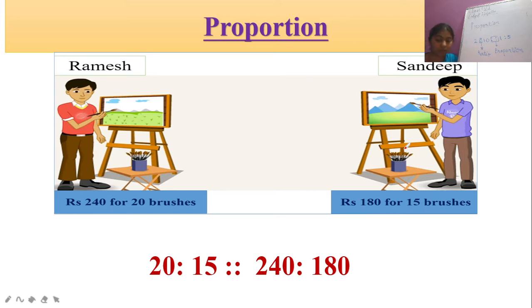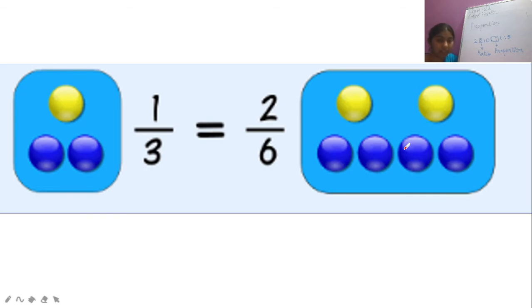Okay students, I will put an example in front of you from our surroundings. Suppose there are colored balls, one yellow and two blue, so we can write it in the form of ratios. If you simplify 2/6, we get 1/3 again. So we get two equal ratios, and then we can say they are in proportion.